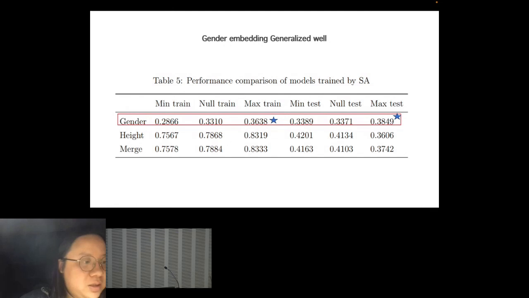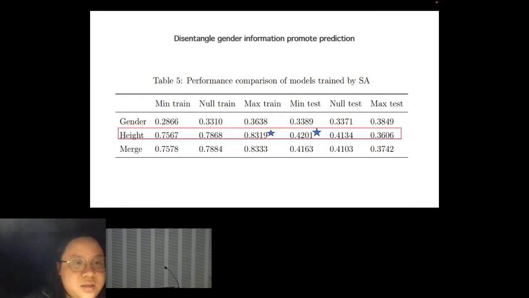And the predictive results are better for both train and test data, which means the gender embedding is not enough. So maybe we can consider using a height encoder that can give some different information. And then we can see the height representation for training data. We can say the better results share more information with the gender encoder, but for the test data, the better results share less information with the gender encoder, which means we can disentangle gender information to promote height prediction.